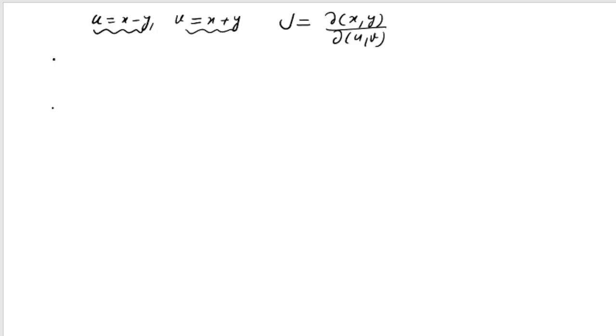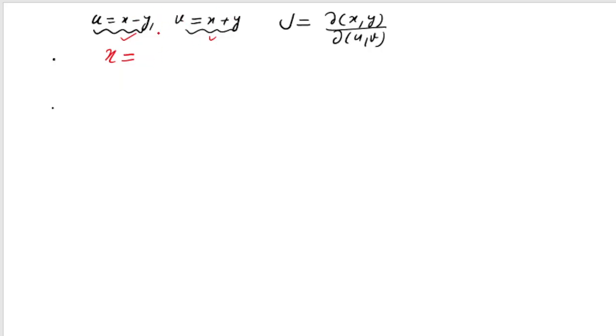I'm just trying to explain that there are two ways to calculate it. If I want to calculate the Jacobian for xy to uv, first of all we have to write x and y in terms of u and v. So how can we write x and y in terms of u and v? If I call this equation 1 and this equation 2, and add both of them, x minus y and x plus y will give me just 2x.